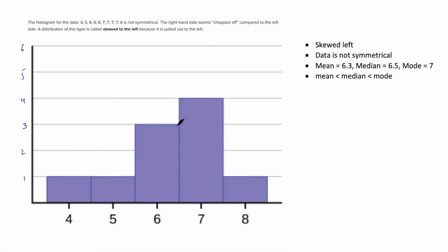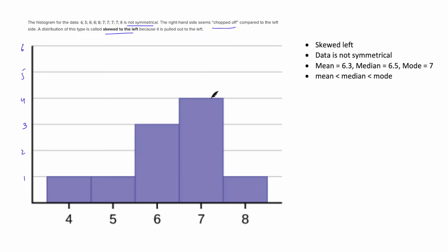Now let's have a look at this graph. The histogram for the dataset is not symmetrical. The right hand side seems chopped off compared to the left side. Our distribution of this type is called skewed to the left because it is pulled out to the left. Now, what does skewness mean?